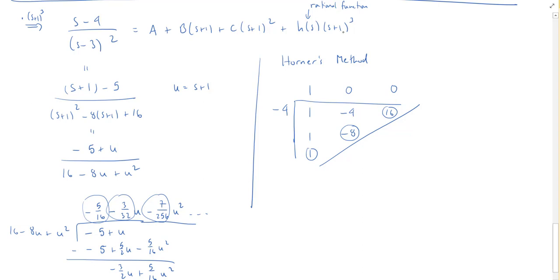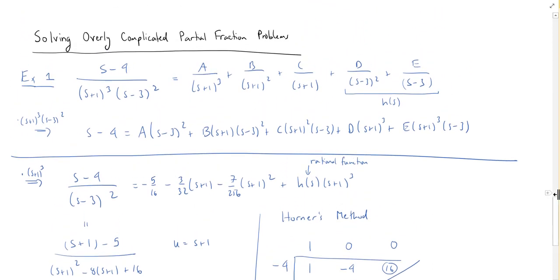Everything else is going to be a higher power of u, and remember, u is s plus 1. So my A became -5 over 16. My B becomes -3 over 32, and my C becomes -7 over 256. And I can even put this now back into my original expansion. So somehow, sort of all at once, we're getting A, B, and C, which is pretty neat.